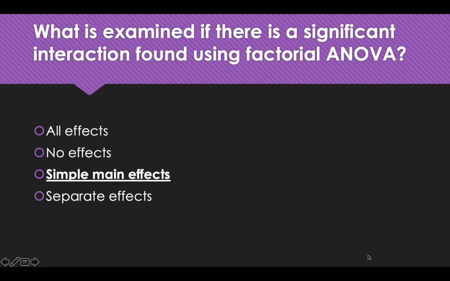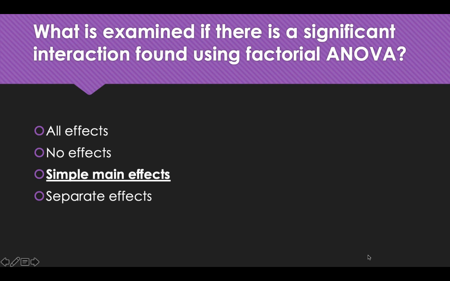Next one. What is examined if there is a significant interaction found using factorial ANOVA? So the textbook talks about all the different types of ANOVA tests, and on page 162, it talks about the factorial ANOVA and the difference between that and a one-way ANOVA is variables. So the factorial ANOVA will include more independent variables than the one-way ANOVA will.